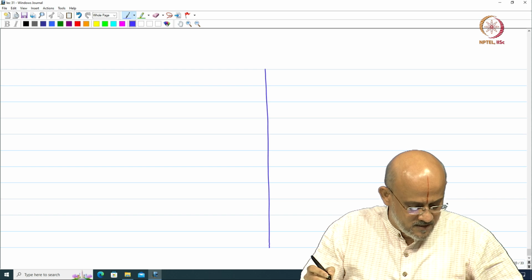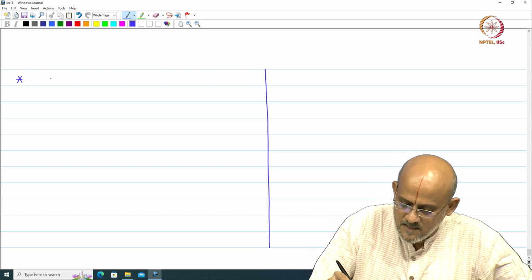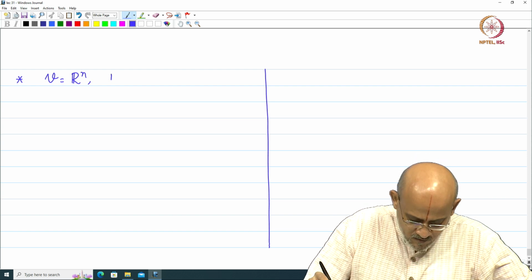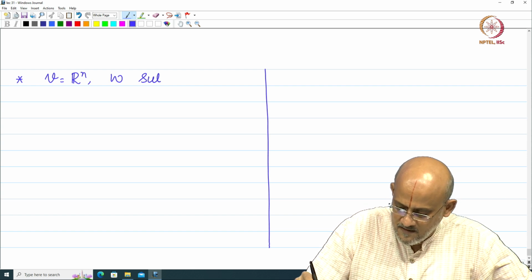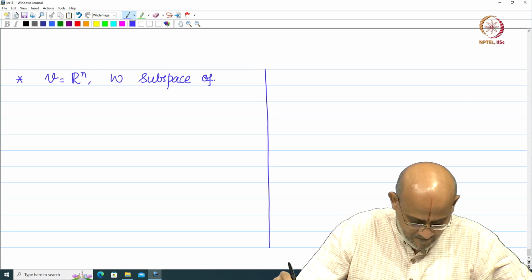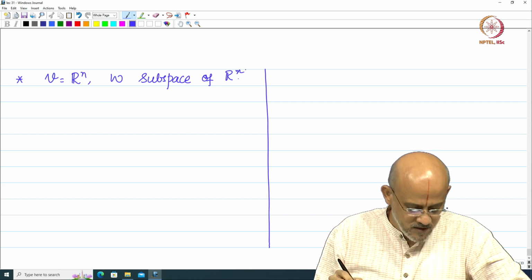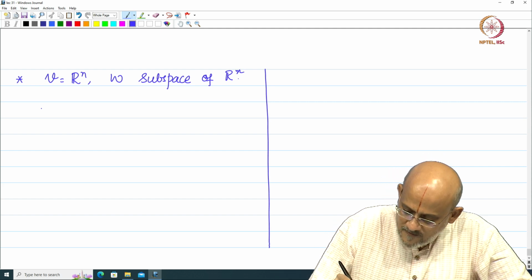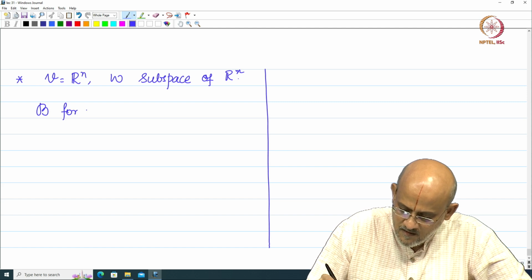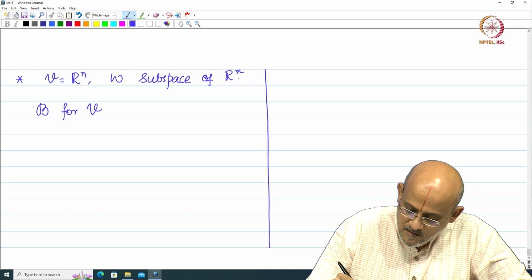So how do we do this? So let us look at this. Again, let us take V to be the vector space which is Rn, and W a subspace of Rn. Now what I am going to do is write the basis B for the vector space V. In fact, I am going to write an orthonormal basis for V.